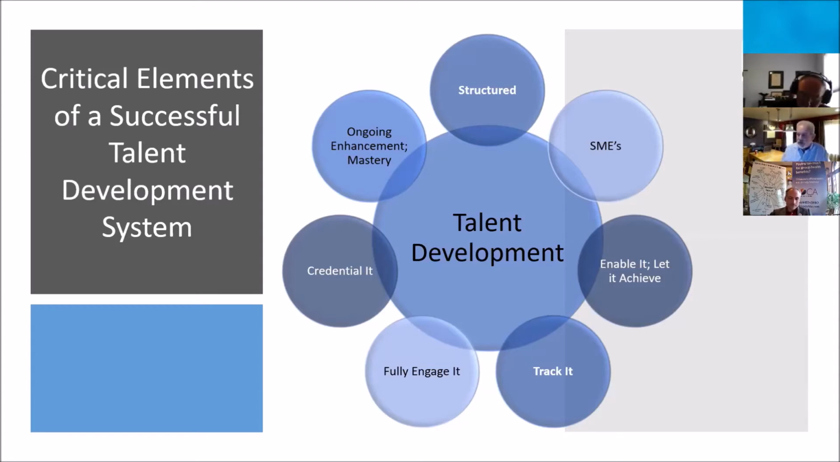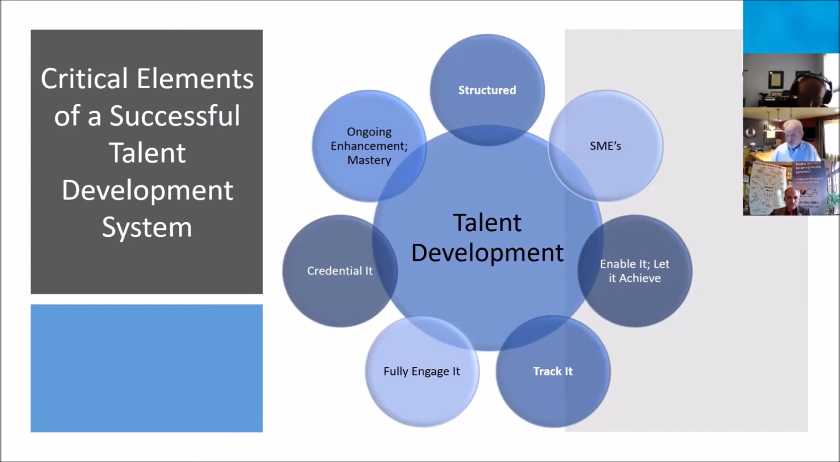Ongoing enhancement, mastery. You should set up basically a learning culture, and one where, I talk about SMEs, subject matter experts. When you complete an apprenticeship program, you complete a learning system to perform your job, right? You're just competent. A subject matter expert is where you get to the point of mastery.